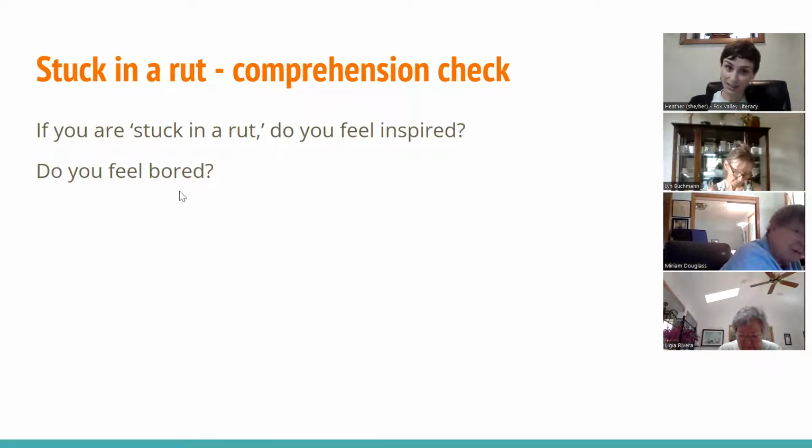And then here's a second comprehension check. If you're stuck in a rut, do you feel bored? And then your student will say, yeah, probably. So you know, okay, they understood. If you ask, if you're stuck in a rut, do you feel inspired? And they say no. And then you ask, do you feel bored? And they say no. Maybe they didn't actually understand. So it's helpful to have two comprehension checks to make sure that they actually understood and they didn't just kind of guess correctly.